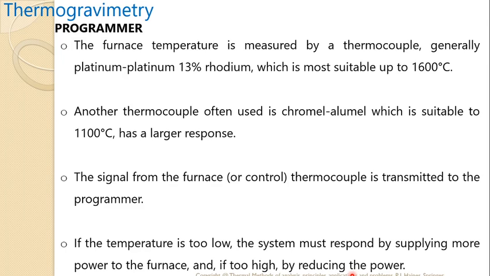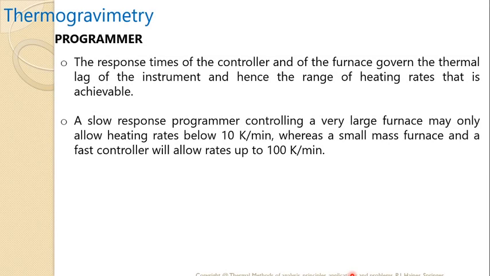So the signal from the furnace thermocouple is transmitted to the programmer, and the temperature it represents is compared with the required program set by the operator. If the temperature is too low, the system must respond by supplying more power to the furnace, and if too high, by reducing the power. The response times of the controller and of the furnace govern the thermal lag of the instrument and hence the range of heating rate that is achievable.